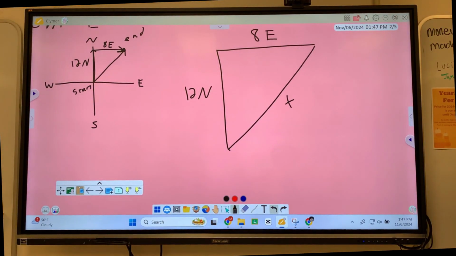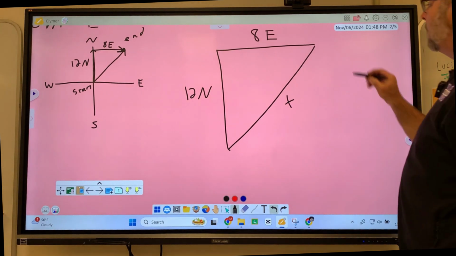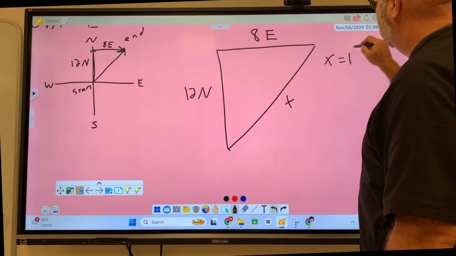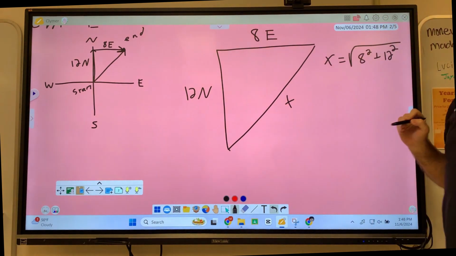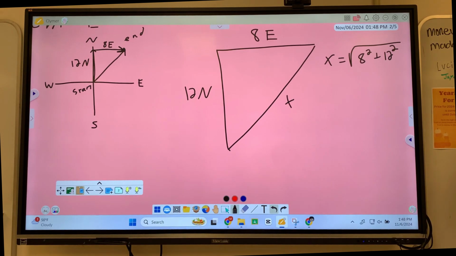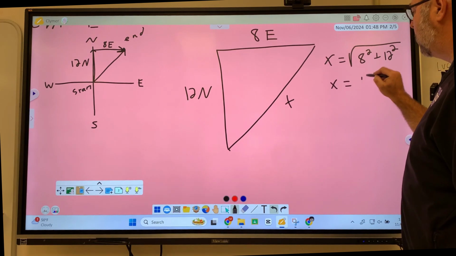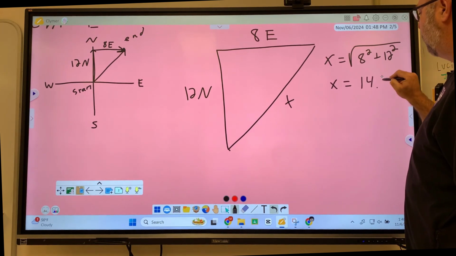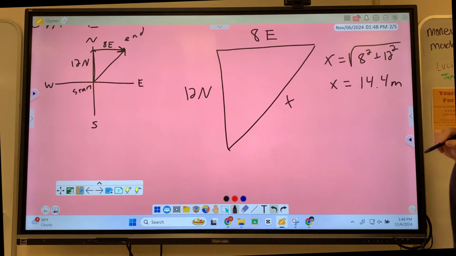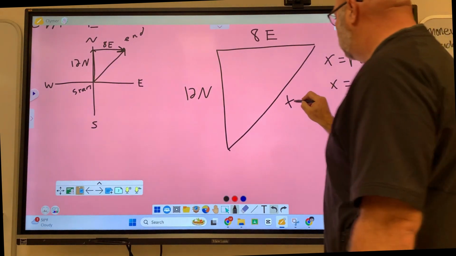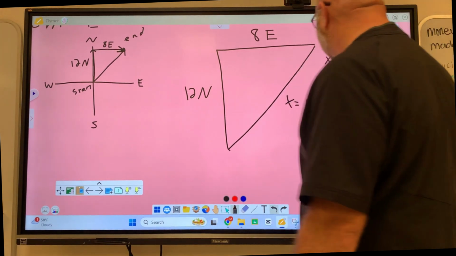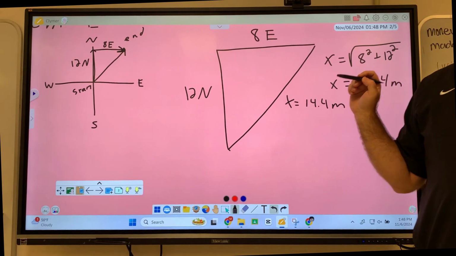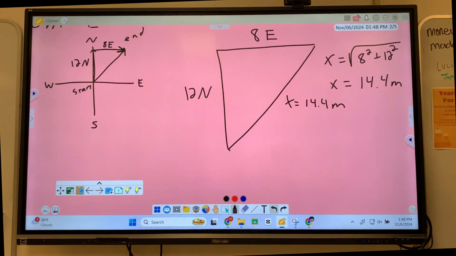So how do I do that? A squared plus b squared equals c squared. So x will equal the square root of 8 squared plus 12 squared. Everybody with me so far on the Pythagorean theorem? That should be some basic geometry stuff. X equals, what'd you get, Boyd? 14 point something? 14.4 meters. Okay, so that helps. 14.4 meters to make it a displacement. What'd you say? Northeast. Now, I agree with that.